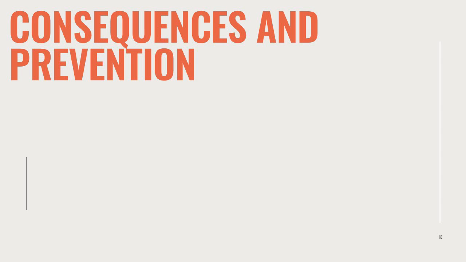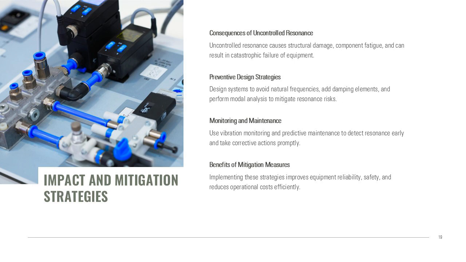Consequences and prevention: impact and mitigation strategies. Uncontrolled resonance can lead to severe consequences, including structural damage, component fatigue, and catastrophic failure. Preventive strategies include designing systems to operate away from natural frequencies, adding damping elements, and conducting modal analysis during design. Regular vibration monitoring and predictive maintenance help detect resonance early, allowing corrective actions before damage occurs. Implementing these measures ensures equipment reliability, safety, and cost efficiency.